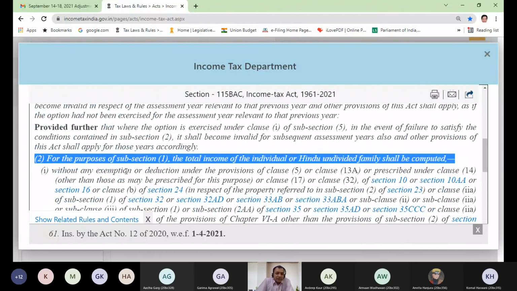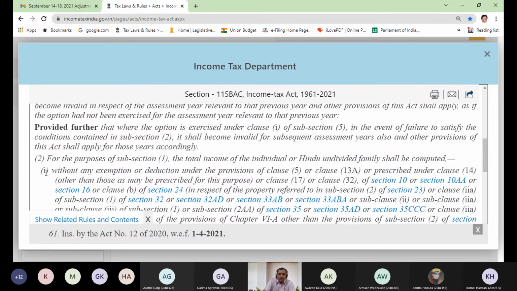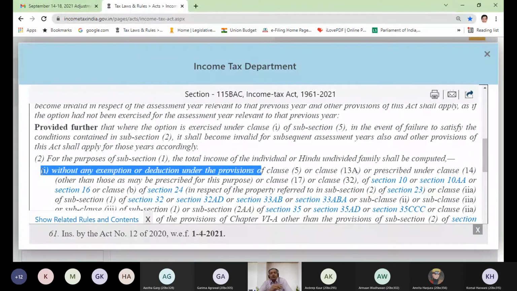Section 115BAC subsection 2. For the purposes of subsection 1, the total income of the individual or HUF shall be computed. I told you so many deductions are not available. Why? Because of this clause 1. The total income shall be computed without any exemption or deduction under the provisions of. So many exemptions and deductions will not be available when you compute total income for the purpose of applying the optional taxation scheme. This is how you read or apply the Act in real life.